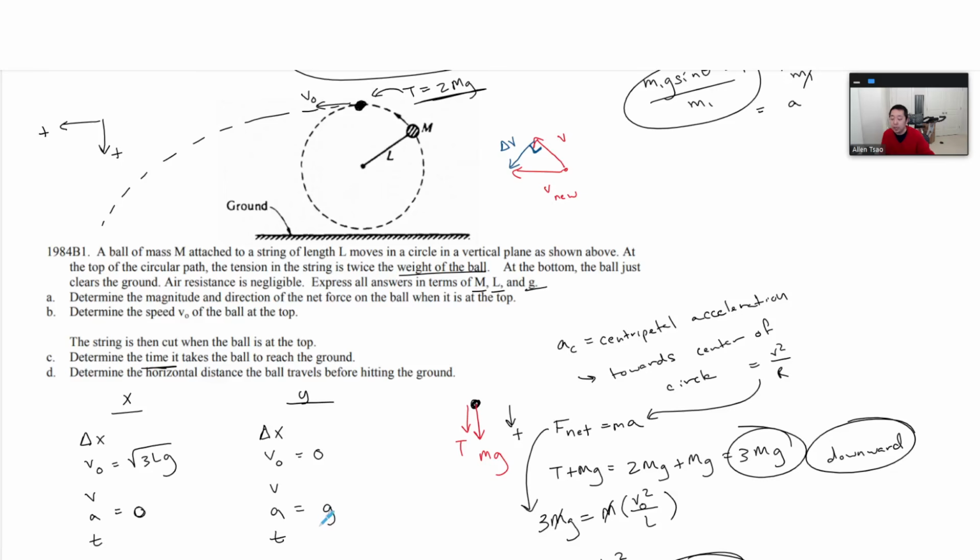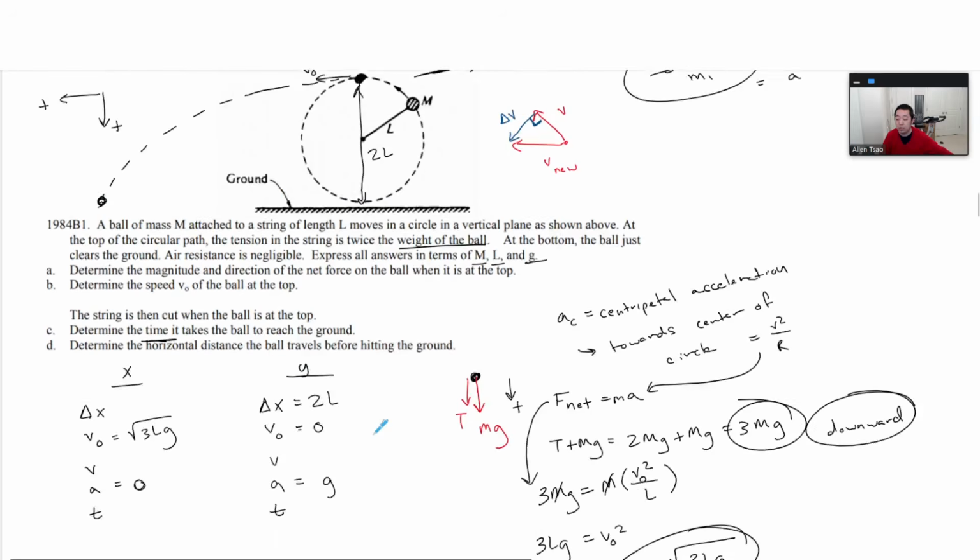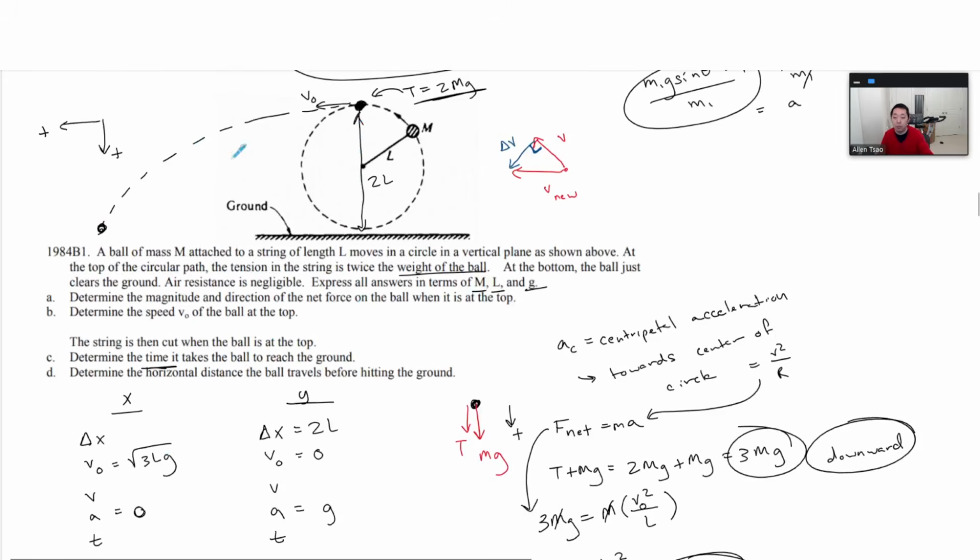Okay? And then what else do I know? I want to know the time it takes to hit the ground. Well, I know the vertical displacement because the distance from here to the ground is 2L. So I know the object is going to fall 2L. It's going to end here. Downward is the positive direction, so the displacement vertically is 2L. Notice here, I don't care about the horizontal distance, because when I'm doing the vectors, I only care about the vertical displacement there.